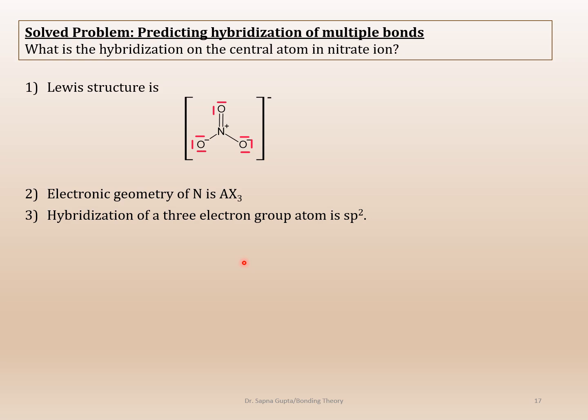So here is one on predicting hybridization, and here's the Lewis structure. On nitrate, of course, you have to first draw out the Lewis structure, and this is the Lewis structure for it. If it is correct, which yes, it is, then you have the formula AX3. If it is AX3, then the hybridization is sp2. How sp2? 1s and 2p, and that is AX3. Keeping it simple, don't make it more complicated than that.